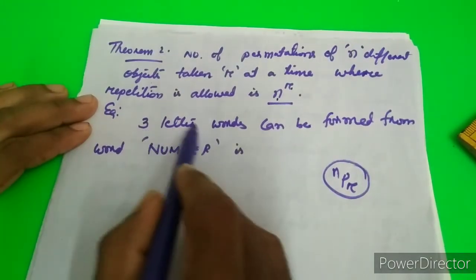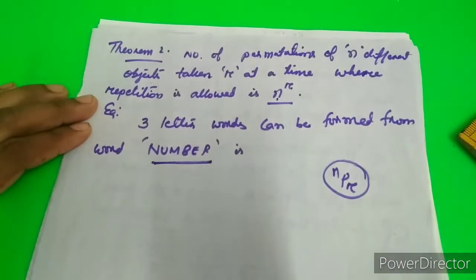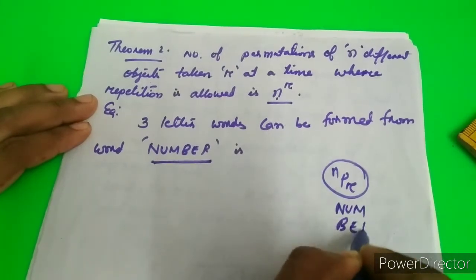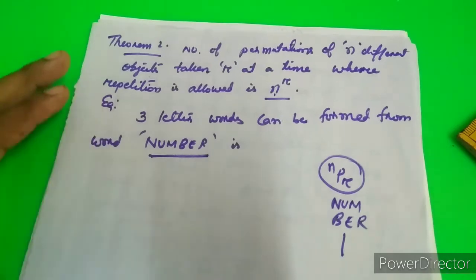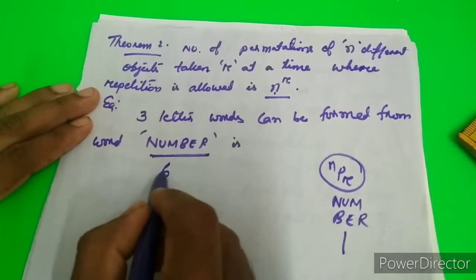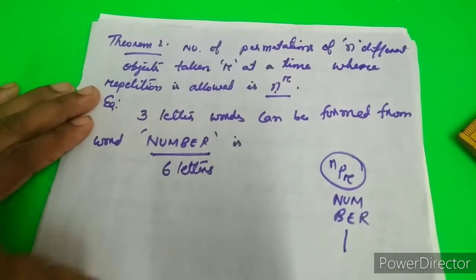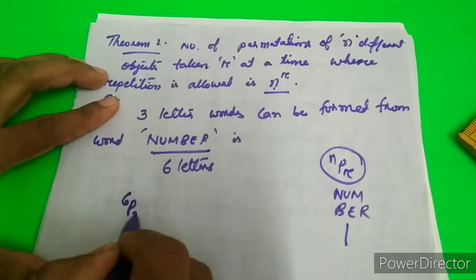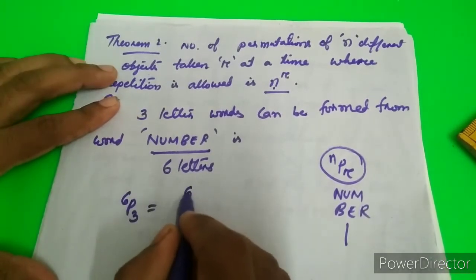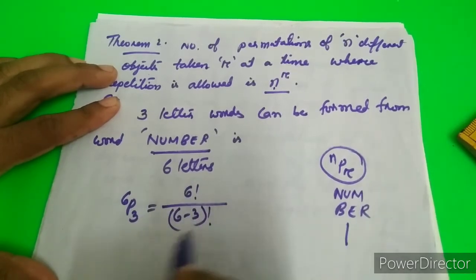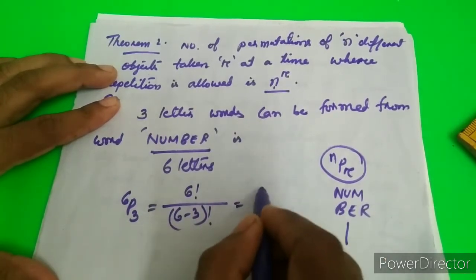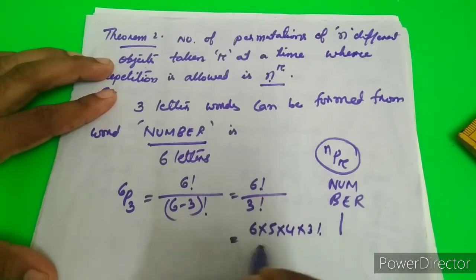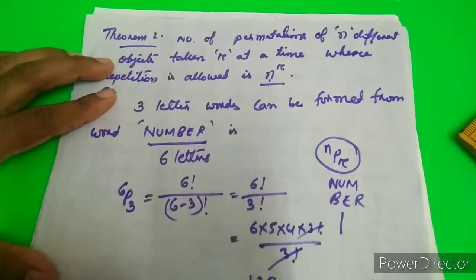Let's say an example. How many 3-letter words can be formed from the word NUMBER? How many letters are there? Total 6 letters. If repetition is not allowed, 6 letters taken 3 at a time, I can write it as 6P3. Using the nPr formula, this is 6 factorial over (6 minus 3) factorial, which is 6 factorial by 3 factorial. 6, 5, 4, just now we have done it, equal to 120.